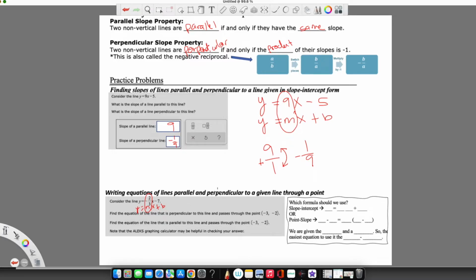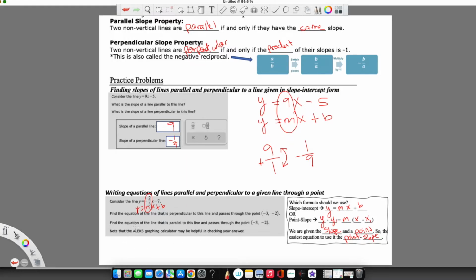And we need to decide which formula we're going to use. Are we going to use slope-intercept form, which is y equals mx plus b? And in this one, I need a y-intercept and a slope. Or are we going to use point-slope form? And in this one, I need to know what the slope is and a point. Well, I'm given the slope and a point. So the easiest equation to use would be point-slope, because they're not specifying which type of equation. It says find the equation. They're not asking or telling me which form it has to be in.